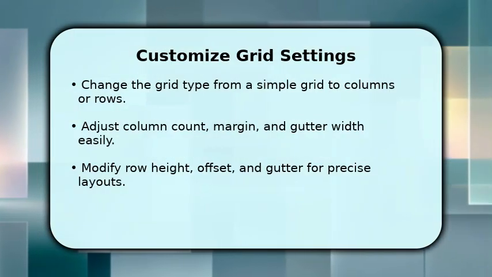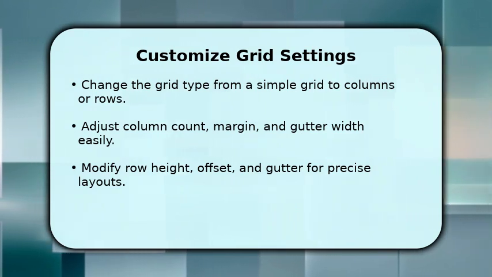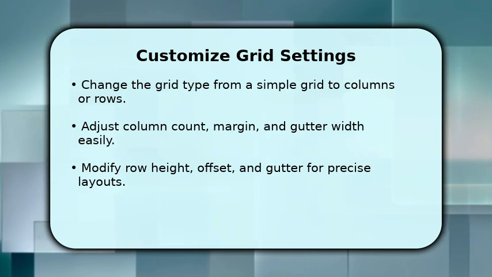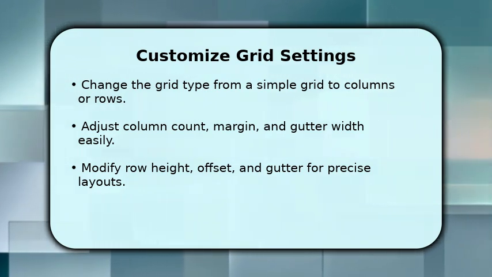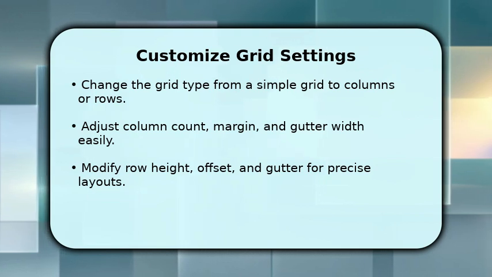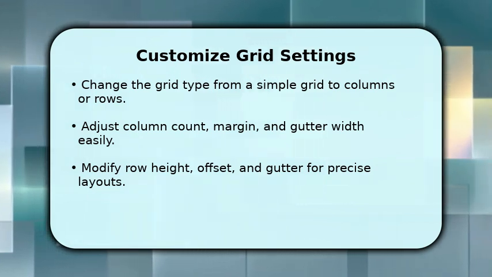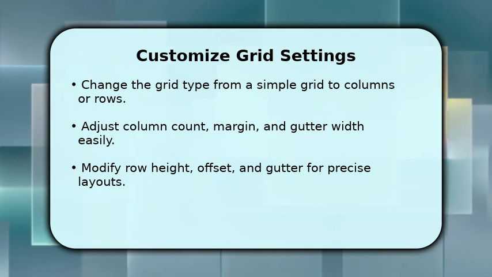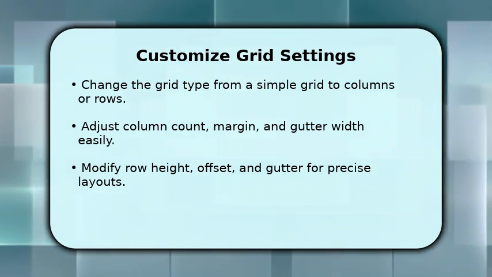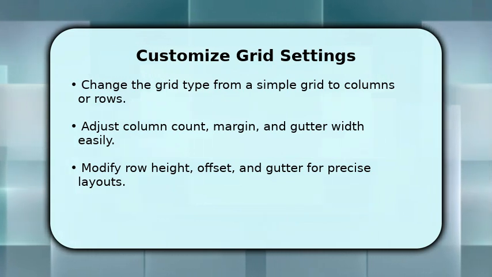Now let's customize your grid. Click the grid icon next to Layout Grid to open the settings. Here, you can change the grid type from a simple grid to columns or rows. For columns, you can set the count, margin, and gutter width. For rows, adjust the height, offset, and gutter to fit your design needs perfectly. Experiment with these options to find the ideal structure.